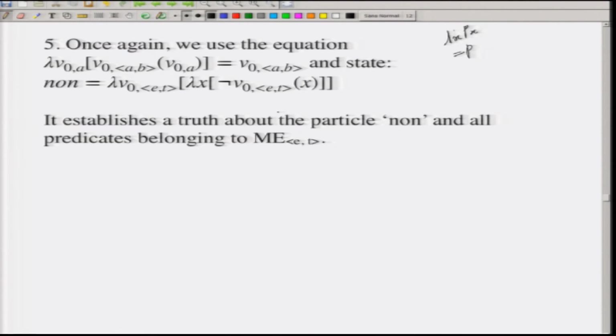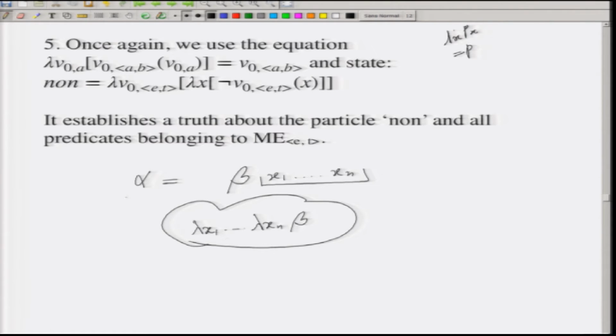What is the moral of this story? The moral is, when we are going to define, say for example alpha, and the definition is beta, suppose beta contains n number of variables, x1 through xn, we have to add lambdas to both expressions. When we are done with everything, we will find that it will be lambda x1 through lambda xn beta. So this will be equivalent, or actually identical, to alpha. That is the reason we kept adding lambdas.